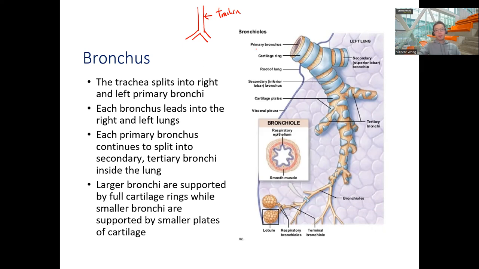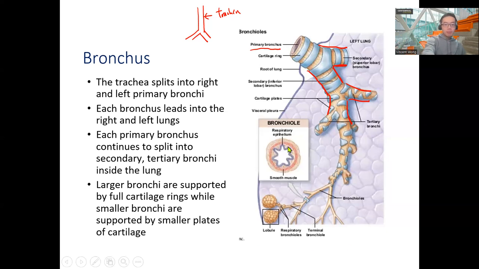Okay, so you can see here is the primary bronchus coming off from the trachea, and it goes into the lung, the left lung in this case, and then it will split into secondary bronchus. And then it will continue to split into tertiary bronchus. That's right, inflammation of the bronchus is called bronchitis. And so it will continue to branch and become this like upside down tree almost inside your lungs.